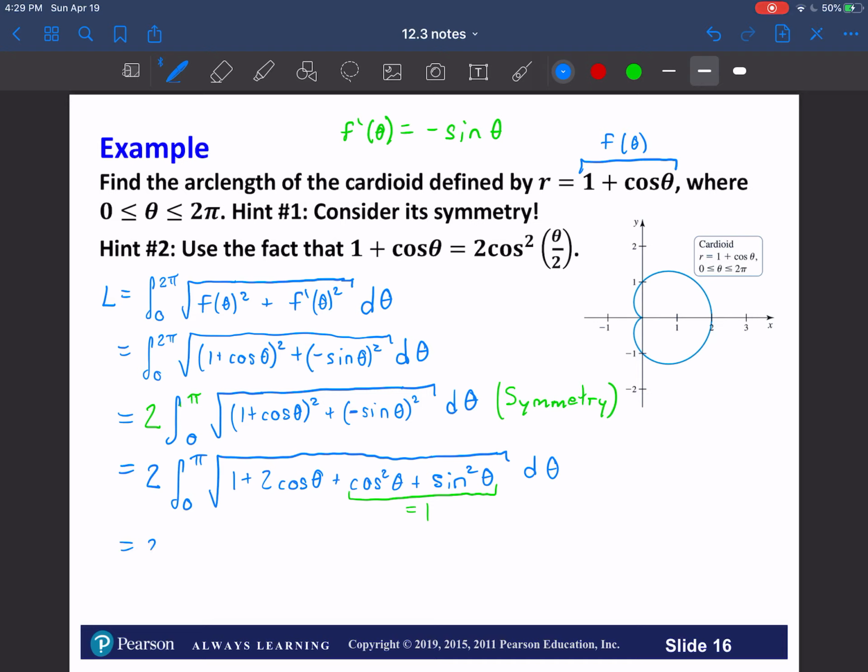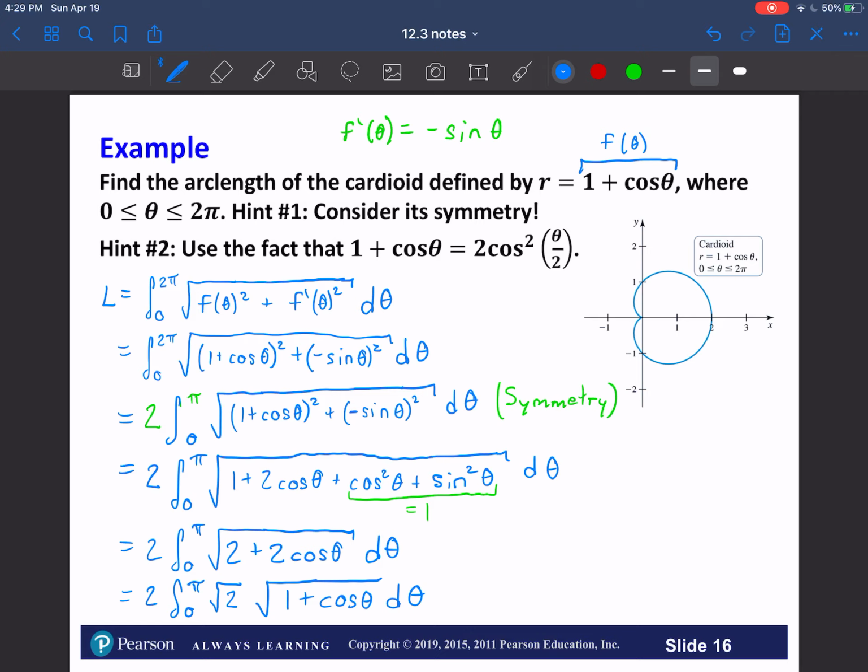And so we get 2 integral 0 to pi of the square root of, if we add this one and this one, we end up with 2 plus 2 cosine theta d theta. And at this point, we might get stuck. We can factor out that 2 if we really want to. We could write this as 2 integral 0 to pi. Since we're factoring it under a square root, we can write that this is root 2 times the square root of 1 plus cosine of theta.